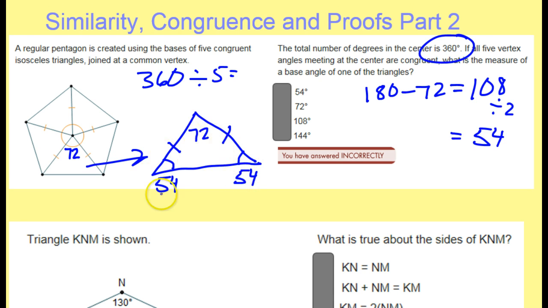And notice, if you add all these up, it should add up to 180. That's a way of checking your answer. So the answer should be the top answer, 54 degrees. There you go.